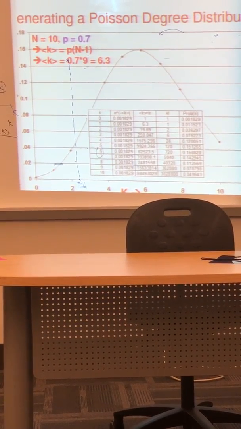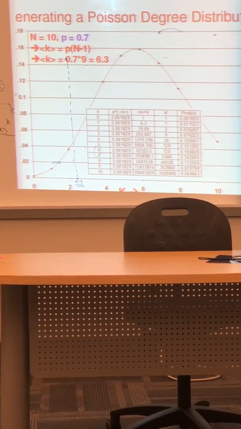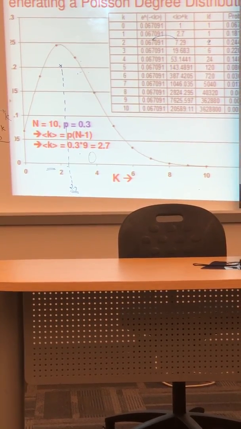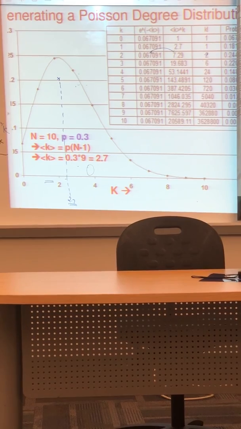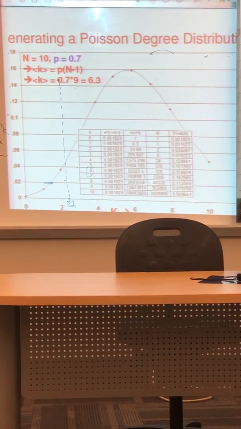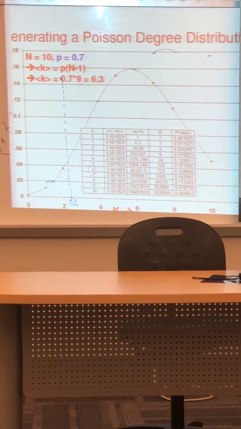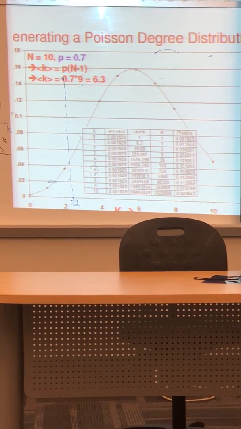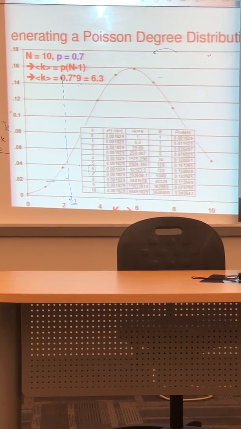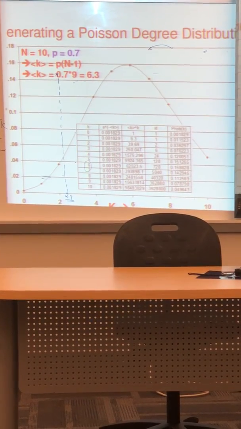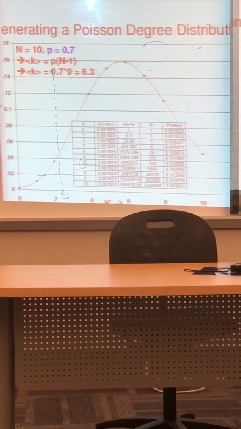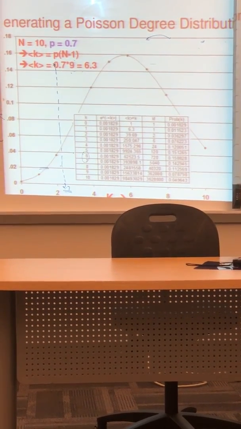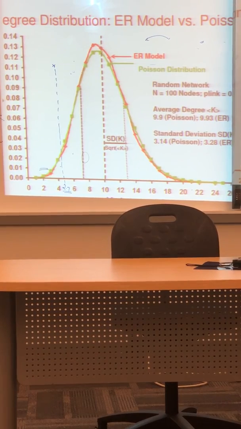If n is 10 but p is 0.7, the distribution will be skewed towards the right, because the average is now 0.7 times 9, which is going to be 6.3. So it will look like this. That is how I can generate it.